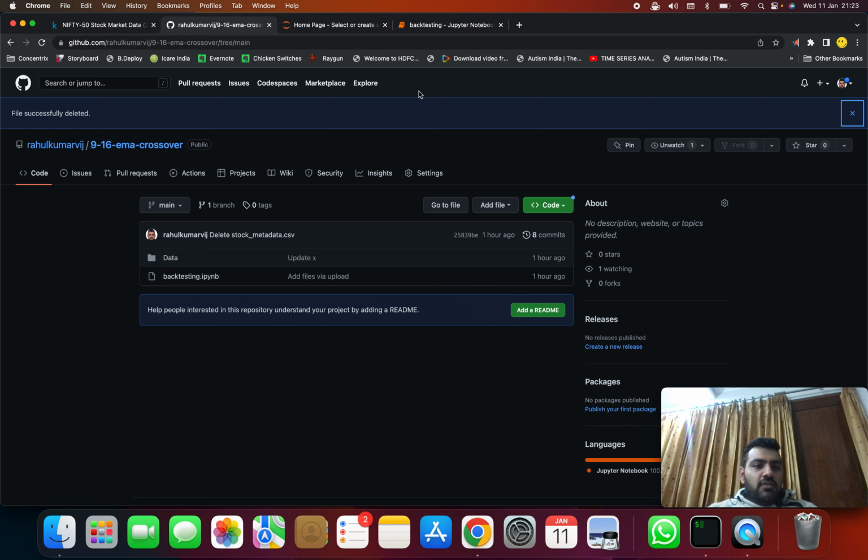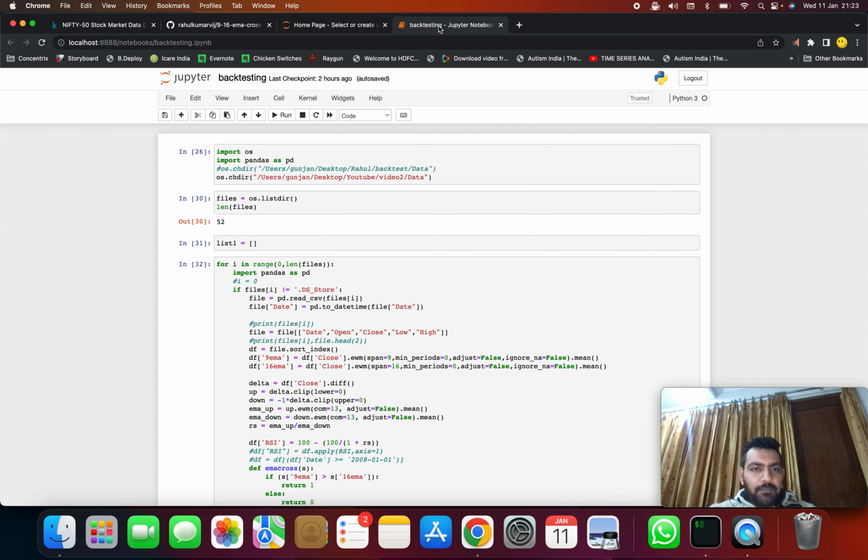So let me just walk you through the code. I'm importing the pandas library, and I'm giving the directory where my data is present, and my data contains 52 files.